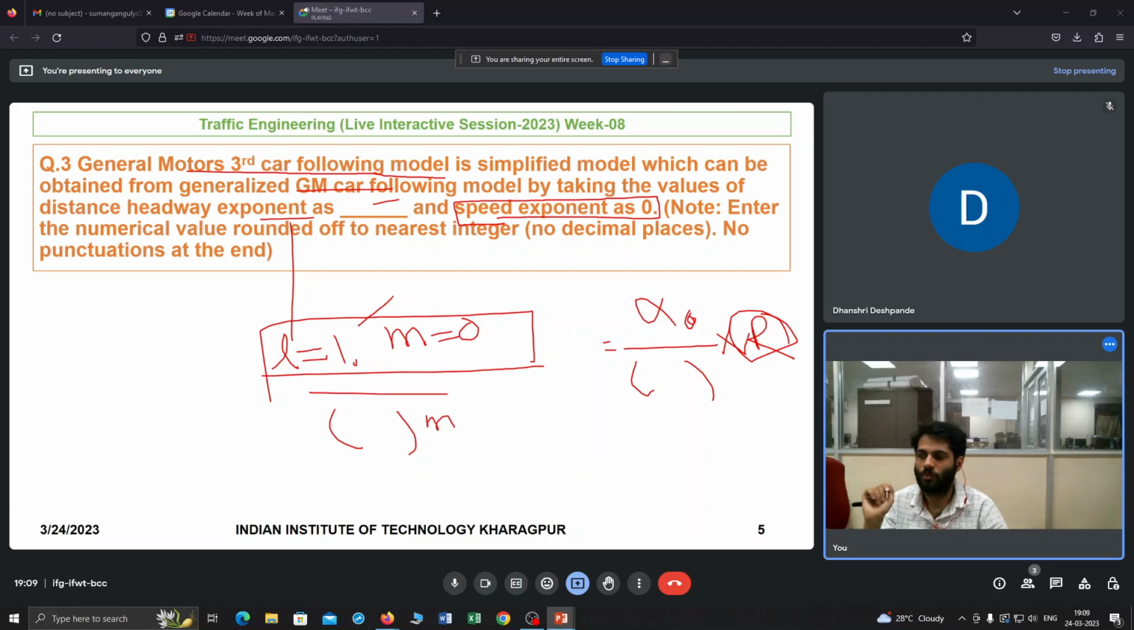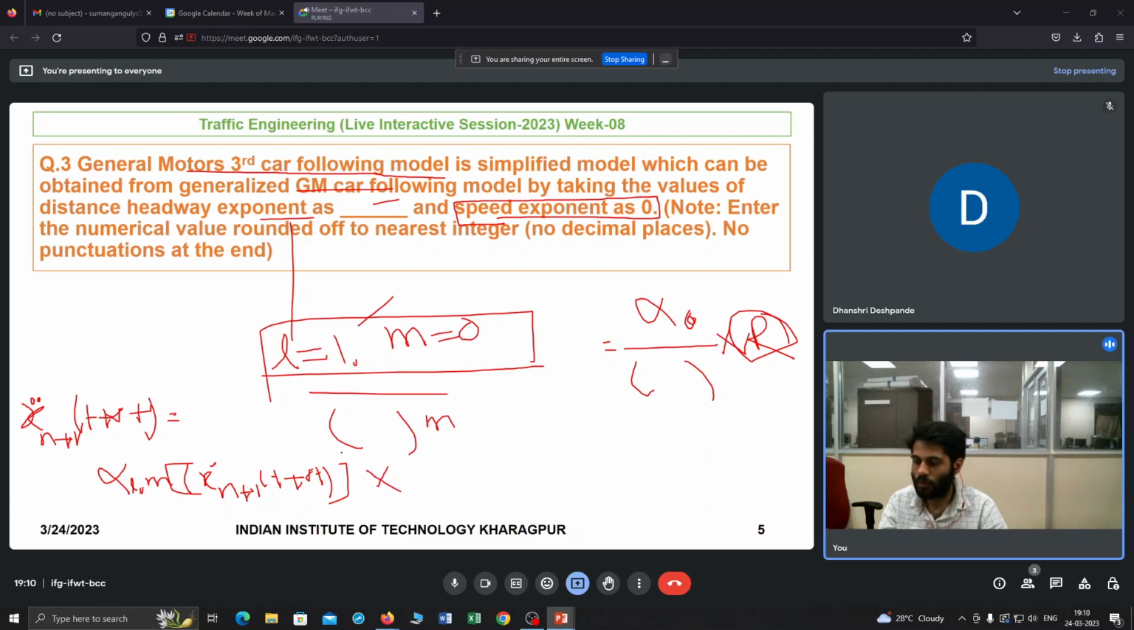So L equals 1, M equals 0. Even if you remember only the generalized car following model, the acceleration of vehicle n plus 1 at t plus del t equals alpha L,m into the speed of the following vehicle at t plus del t to the power m, and your distance headway x n minus x n plus 1 at t to the power L.